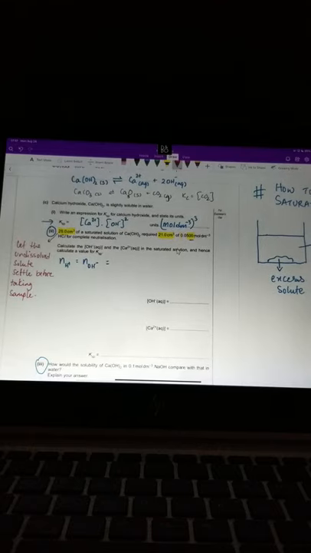So let the undissolved solute settle before taking the sample. What if I pipette the solution and I took some undissolved solid? What will happen? What value would be affected here?